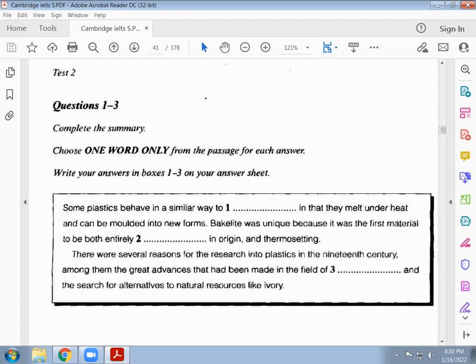So the more correct answers will give you more score. Once you write the answer, double check how many words are required, because sometimes you write more than the number of words, and that is also wrong. So when they say no more than one word, 2 words will automatically be wrong.